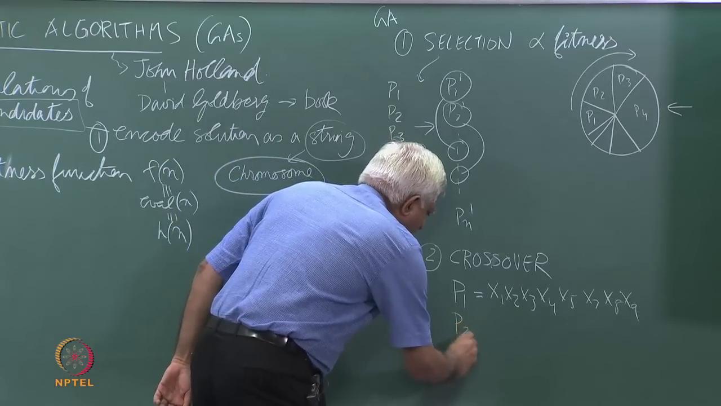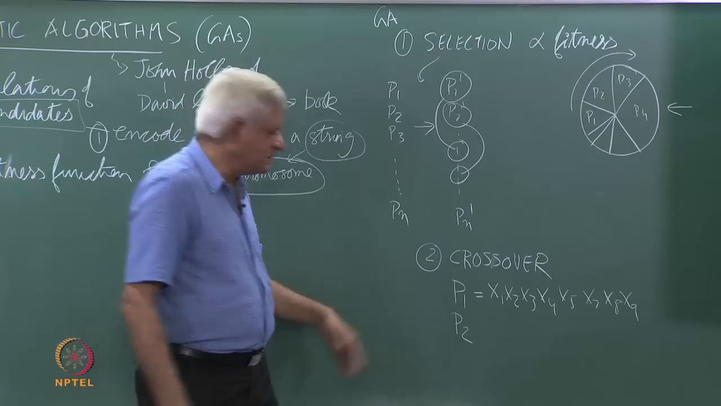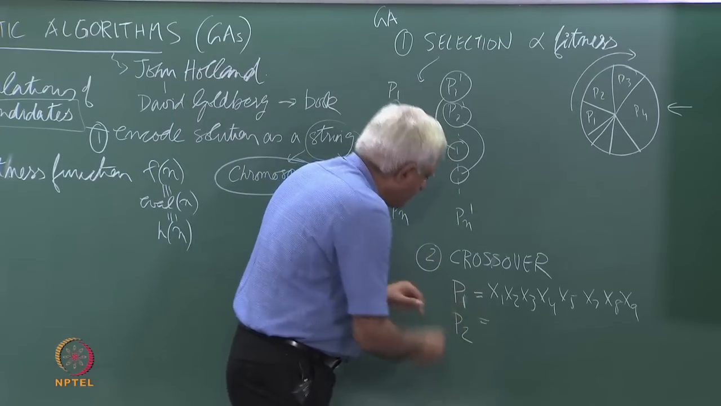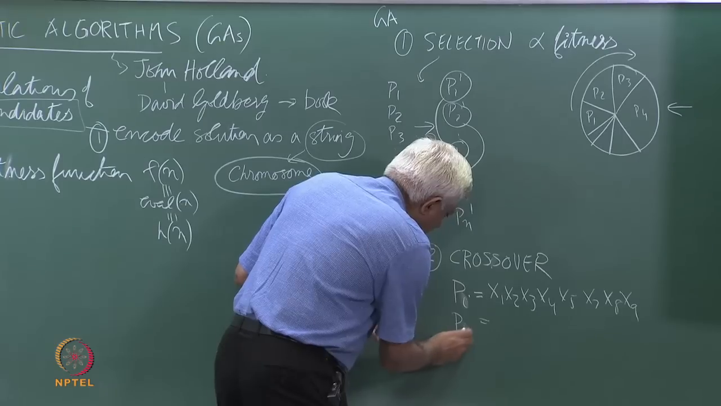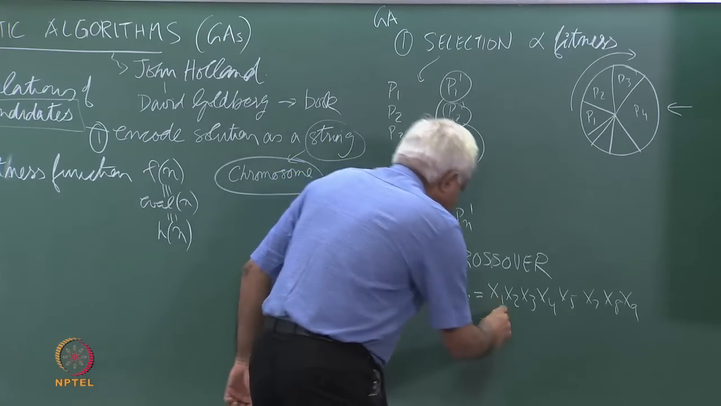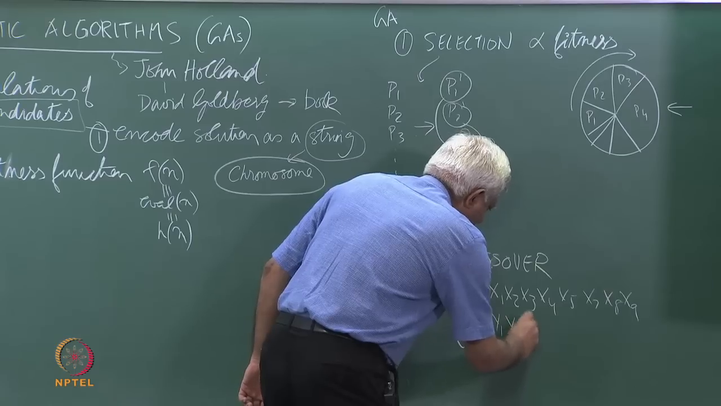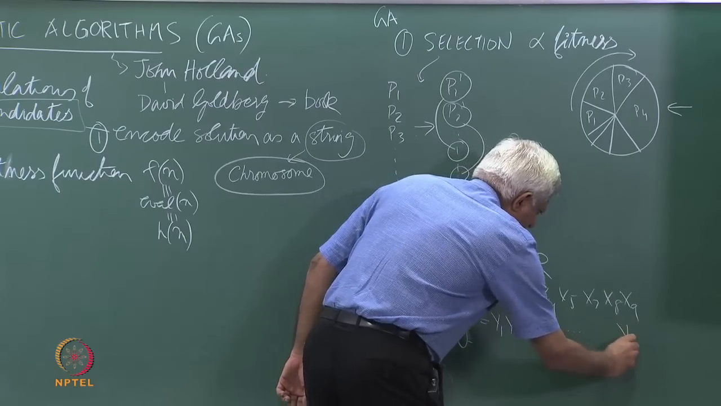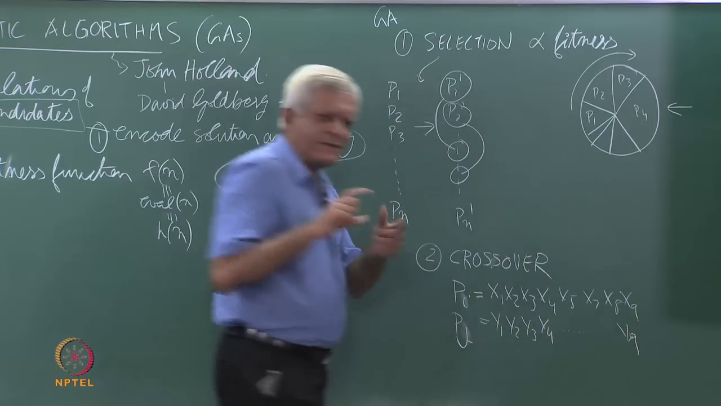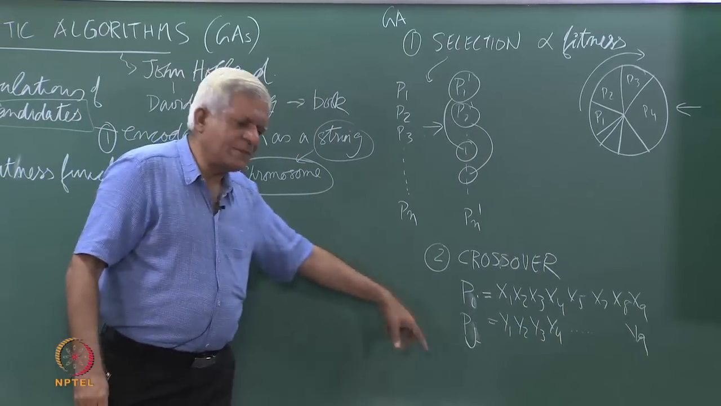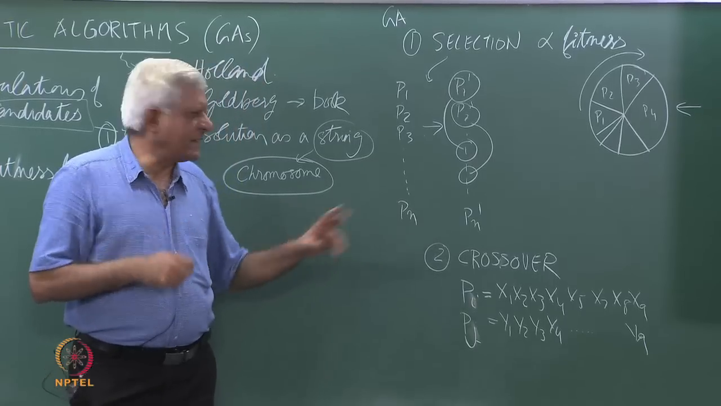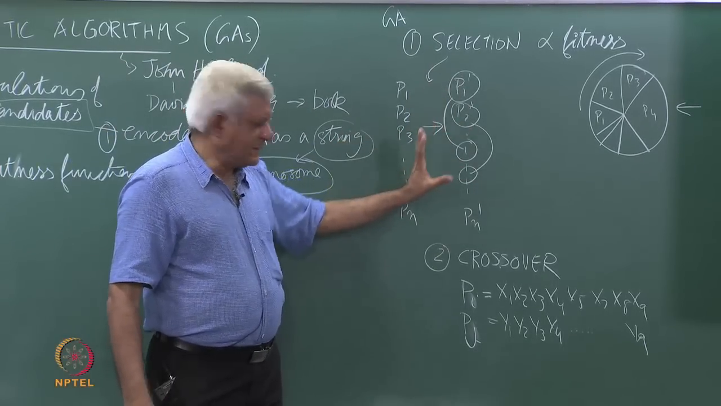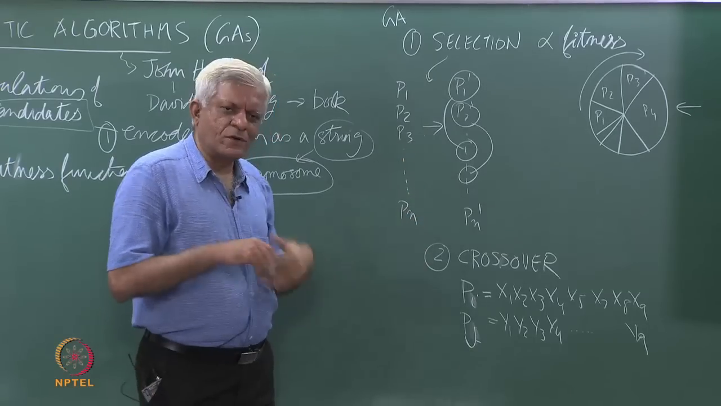Then P2. So, let us say P1 has been paired with P2, or you can call it Pi and Pj, it does not matter. Let us call this y1, y2, y3 up to y9. So, we have these 2 parents, Pi and Pj, which have been mated together by this random process of mating. We just randomly mate 2 elements and then we want to mix up their genes.